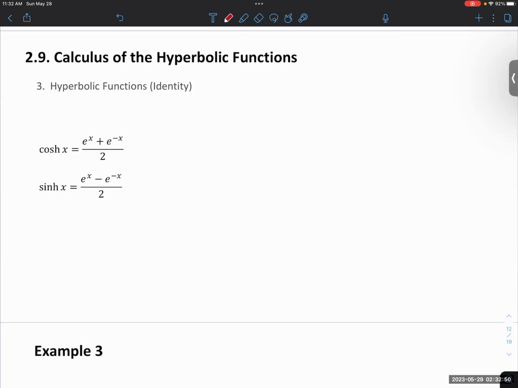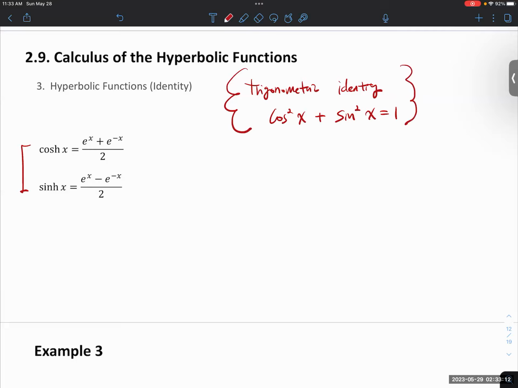So we know cosh is this, and then sinh looks like that. One of the popular trigonometric identities, if you remember long time ago, hopefully not that long, is cosine squared x plus sine squared x is 1. This was proved long time ago.